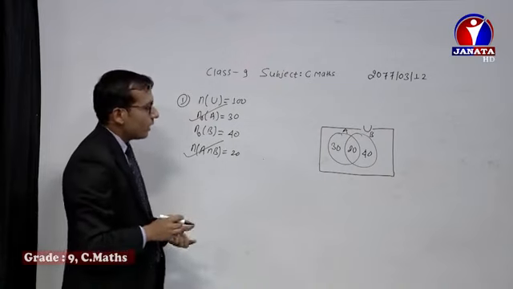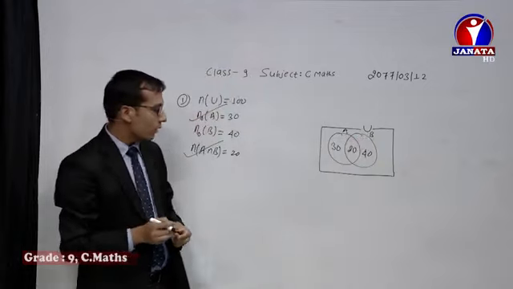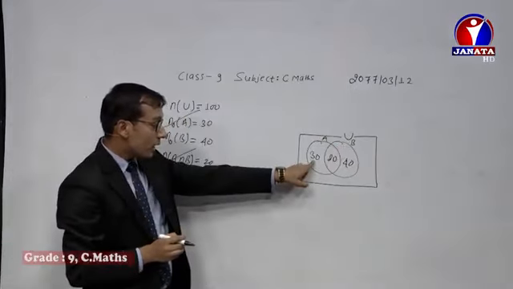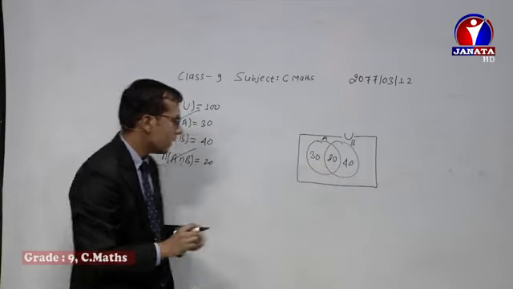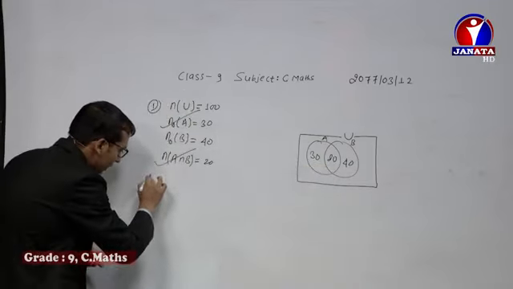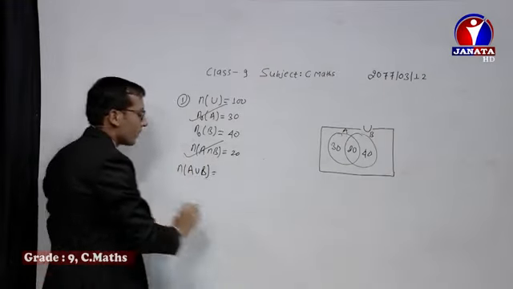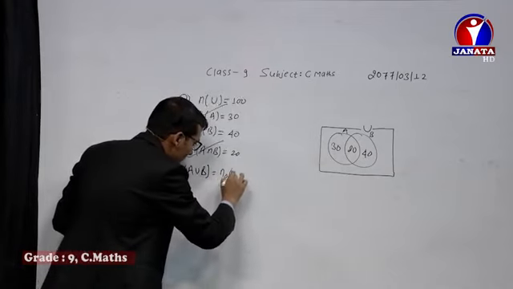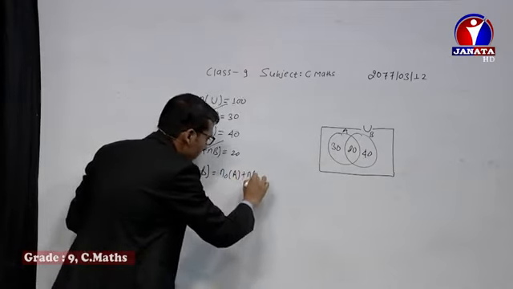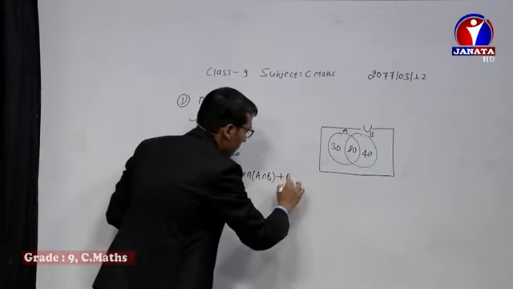So now let's find n of A union B. N of A union B is n only A plus intersection plus n only B. Here n of A union B is n only A plus n of A intersection B plus n only B.